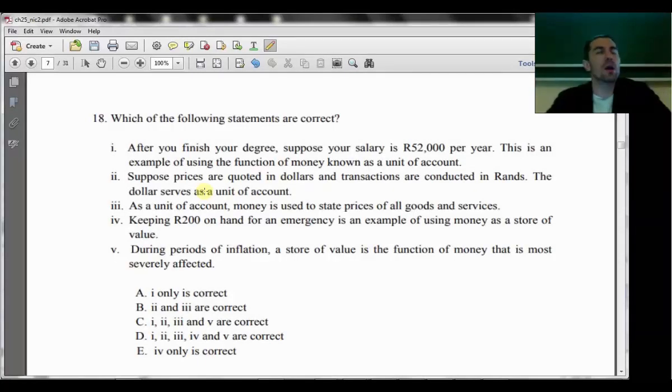Okay. Option number 2. Suppose prices are quoted in dollars and transactions are conducted in rands. The dollar serves as a unit of account. Yes? Does the rand serve as a unit of account? Right, so what does the rand function as? The medium of exchange. Okay?